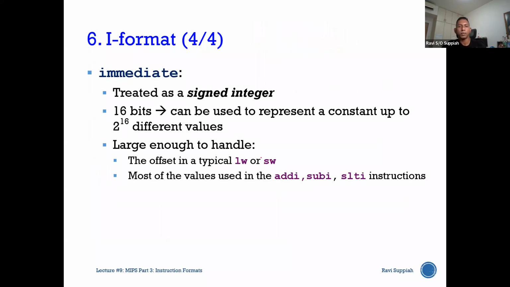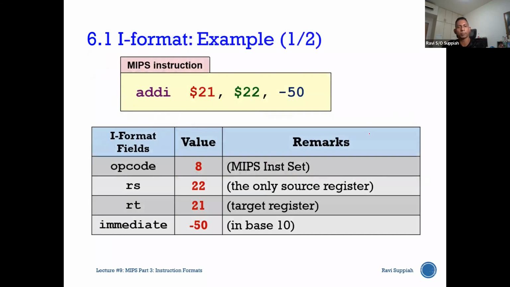Now, when I specify 16 bits, it's up to the power 16 different values, but it is a signed integer. A signed integer. So we will look at that when we look at some examples in a while. So let's look at this instruction over here. ADDI 21, 22, minus 50.